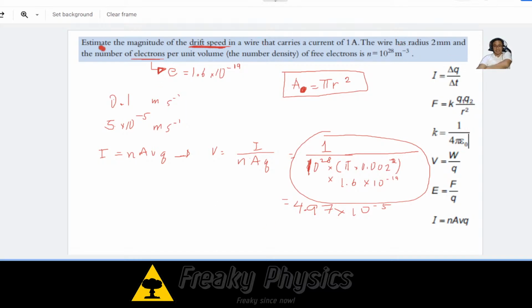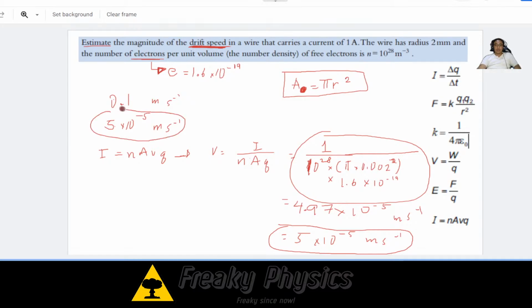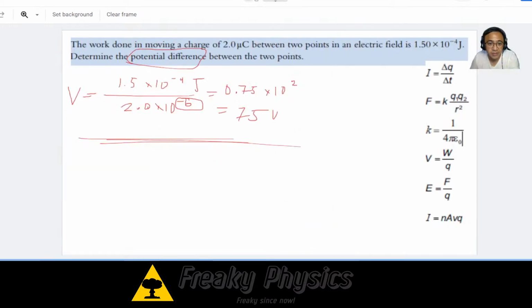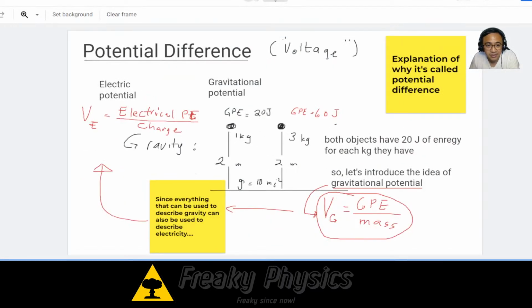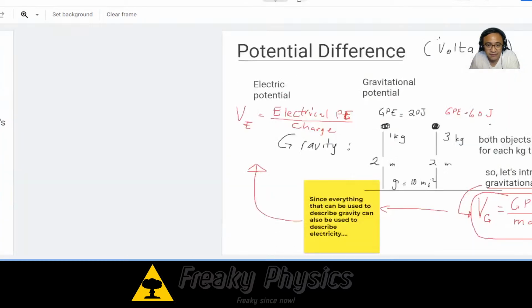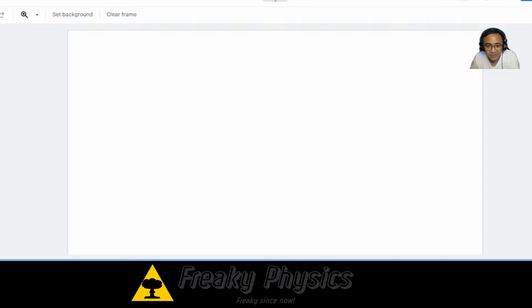Since it says estimate, we can just say that's 5 times 10 to the minus 5 meters per second. You also got 5 times 10 to the power of negative 5? Yep. All right, great. Which one haven't been done yet? Drift velocity is done, potential difference is done. Electric fields, but you kind of used it earlier already, so I think you get that idea as well.